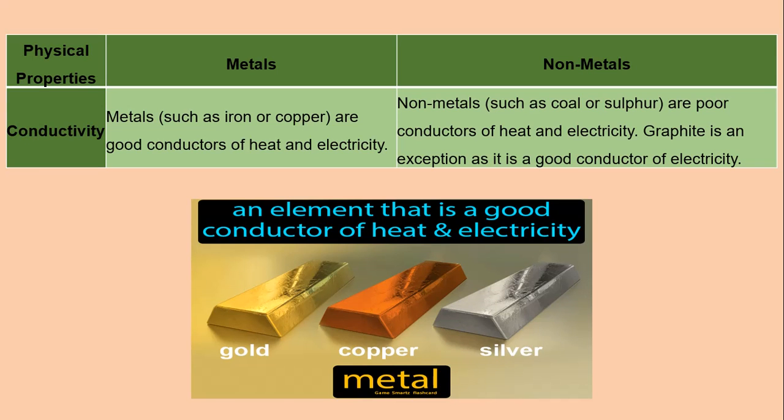Metals are generally good conductors of heat and electricity. For this reason, electric wires are generally made of metals, and as they are good conductors of heat, cooking utensils are generally made of metals. On the other hand, non-metals such as coal or sulfur are poor conductors of heat and electricity. However, graphite, although it is a non-metal, is a good conductor of electricity.